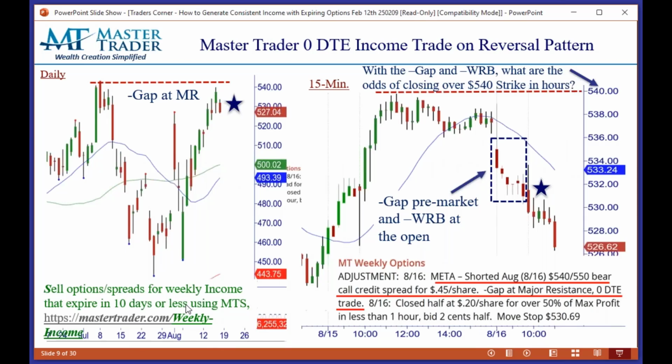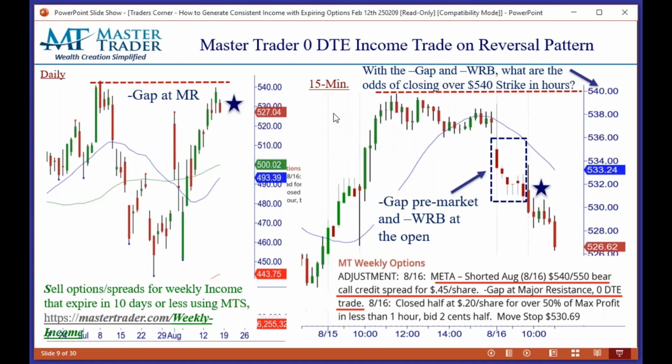Let's look at a bunch of examples now. 0 DTE. So this was some type of FANG stock. Here's my daily chart, and I'm always making my 0 DTE determination based on an intraday go, no go decision. So yeah, this was Meta a while back. So big run up to major resistance. It gapped down in the morning. See that? It gapped down.